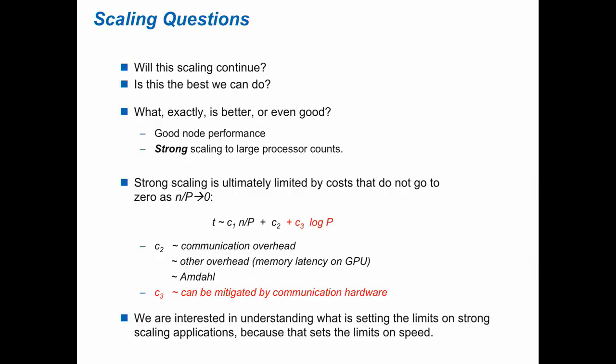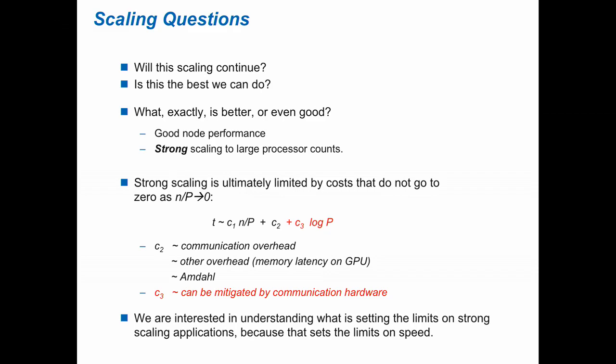Okay, so I always ask, will this scaling continue, like the weak scaling or strong, it doesn't really matter? Is it the best we can do? What exactly is better or even good? One thing is good node performance. I'm not talking about node performance at all here, but that's a really big issue, especially on modern machines where we're starting to have very, very complex nodes. And then strong scaling to large processor counts. So we want to use as many processors as possible. We had that other problem with 800 million points. We probably can't run that one on 800,000 processors of Mira.